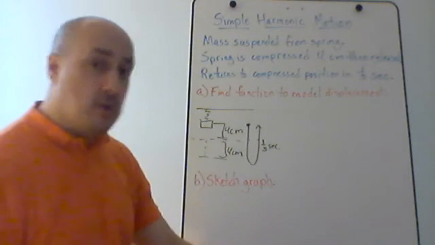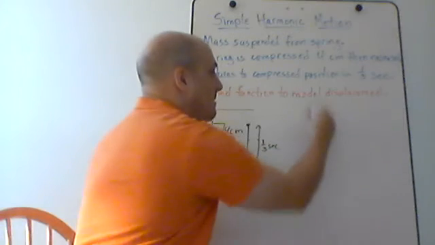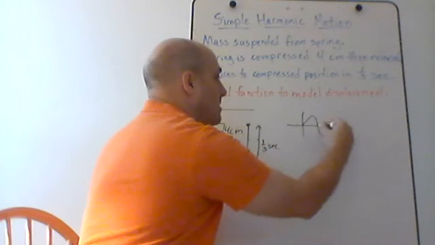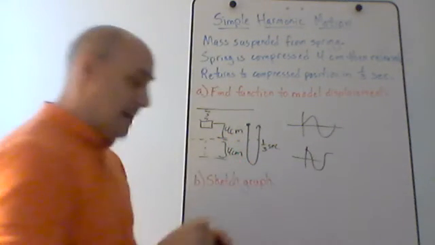So our first choice we have to make is, do we use a sine function or a cosine function? Remember the graphs of sine and cosine. The sine function starts at the origin. The cosine function starts at 1. It starts at the maximum point.